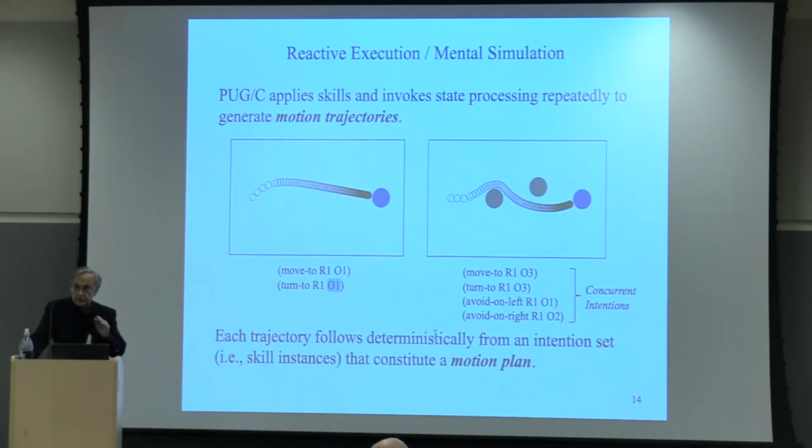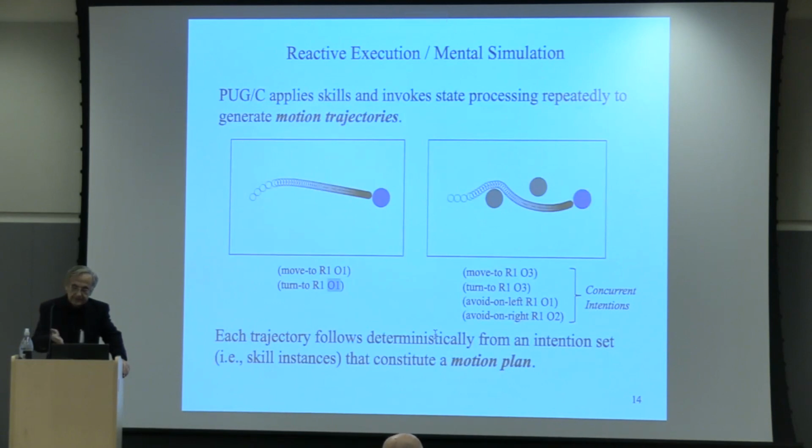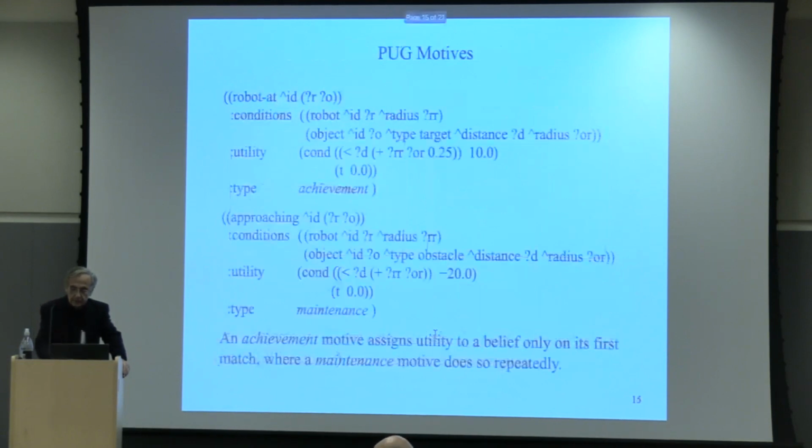So there's no search here, okay? We will call this a motion plan because it is a mental simulation of what's going to happen. But there's no search at this point. Now, how do you find those things? Well, you can give the system this, and it'll behave that way.